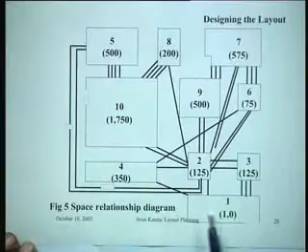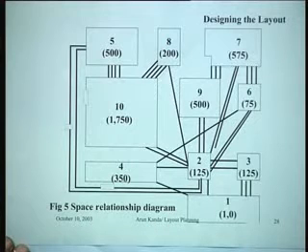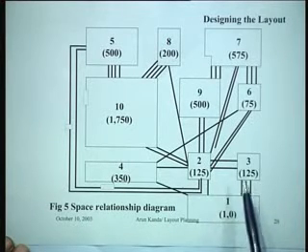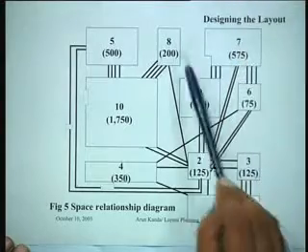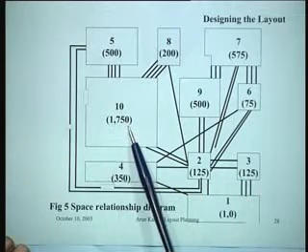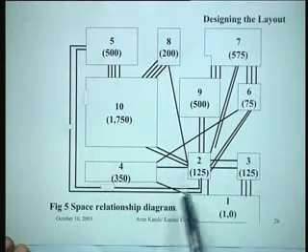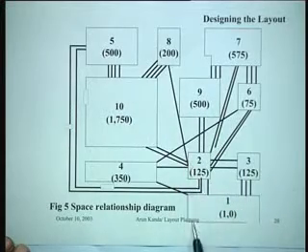What is then finally done is, we had the activity relationship diagram. In the activity relationship diagram, each department was shown as a square. This is called a space relationship diagram. We did the calculations for the space. Now each department is shown proportional to its size. This department had a size of so much, this department had a size of so much, and so on. This was a bigger department, it had a size of 1750, and so on. So you represent these departments in terms of sizes proportional to their areas.